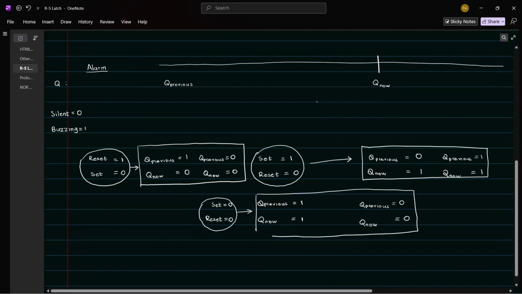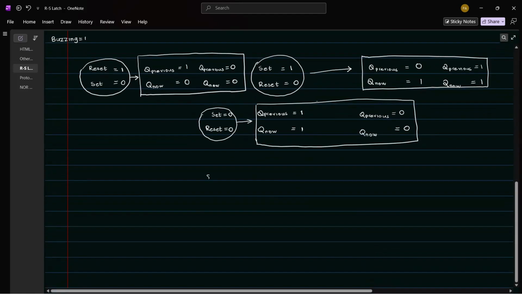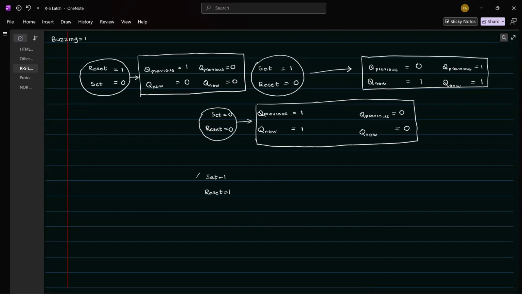Now there are only 3 combinations, because we have 2 inputs, reset and set. Then we should have 4 input combinations, right? The fourth is set equal to 1 and reset equal to 1. Practically speaking, this is not possible. If an intruder trips the wire, at the same time the authorized party presses the reset button, that's the practical implication. But if that happens, what's the point of using an alarm? So at the same moment, this can't happen.